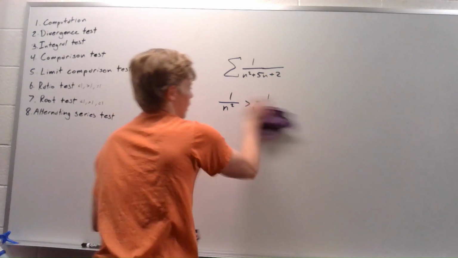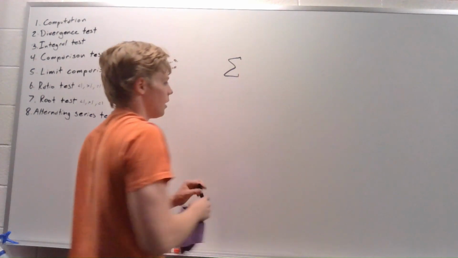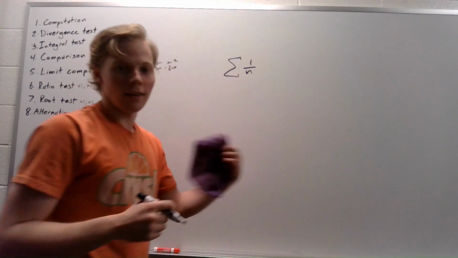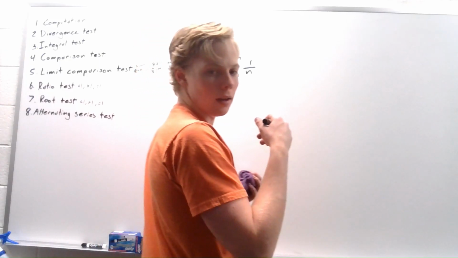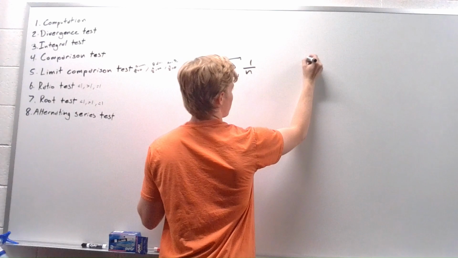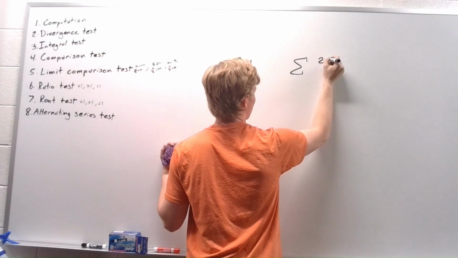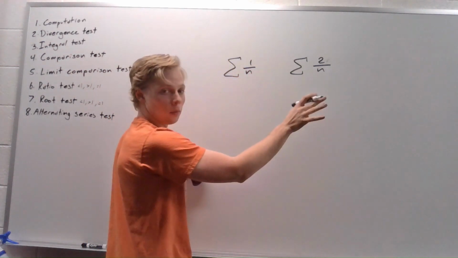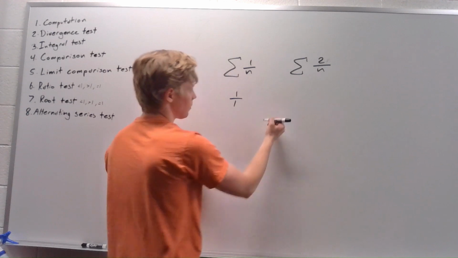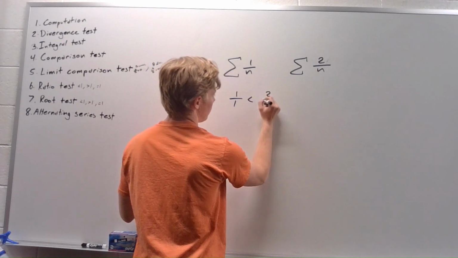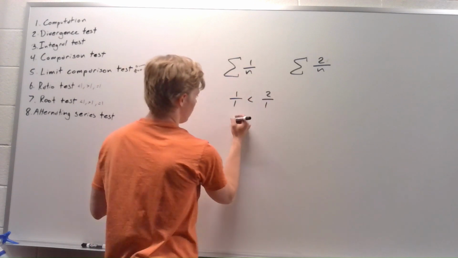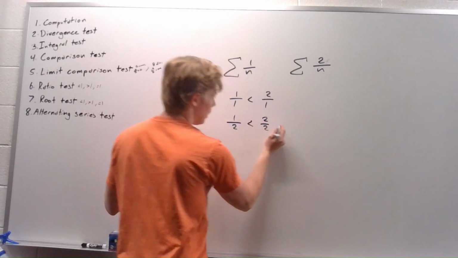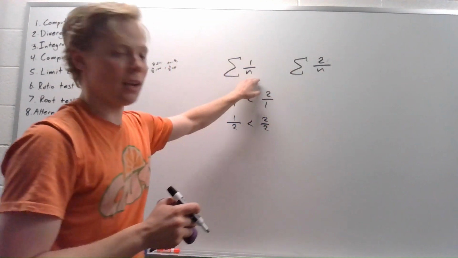And it also goes the other way. If you have another sequence that you know diverges, like the famous harmonic series, then if you have another function like 2 over n to illustrate it. So if you plug in 1 for n, you have 1 over 1. That is smaller than 2 over 1. If you plug in 2 for n, you get 1 over 2, and that is smaller than 2 over 2, and so on and so forth. This is always going to be bigger than this.